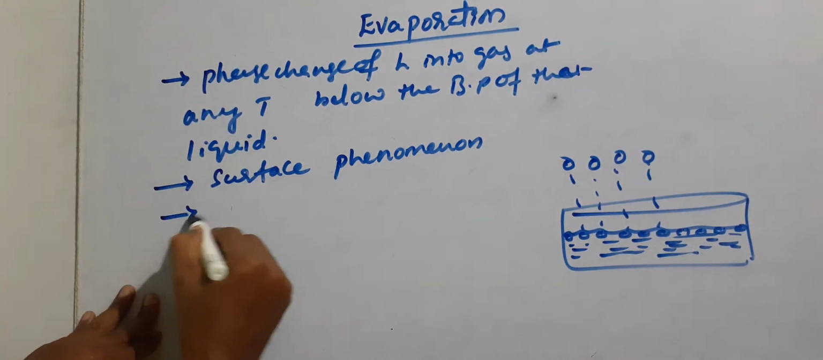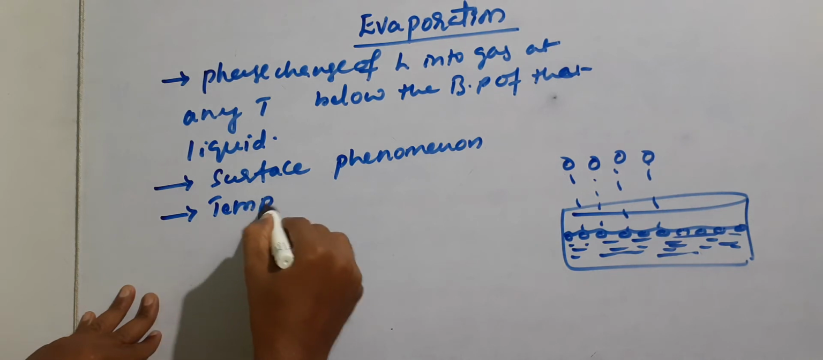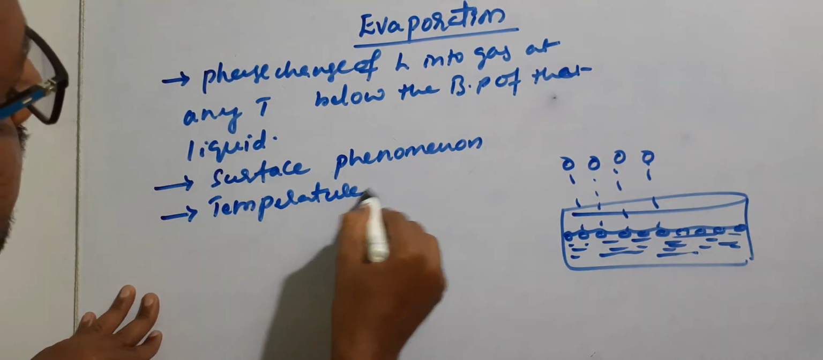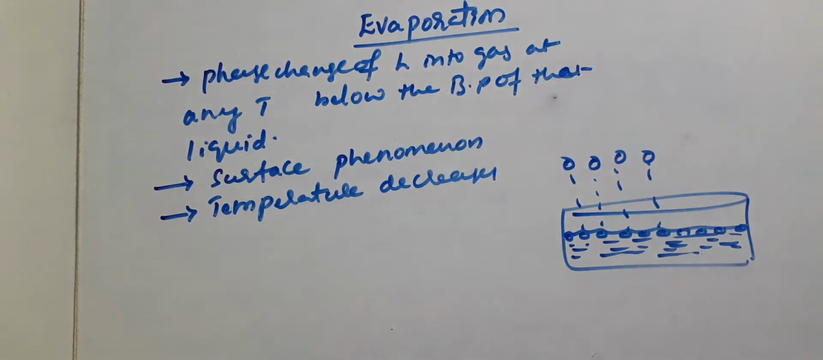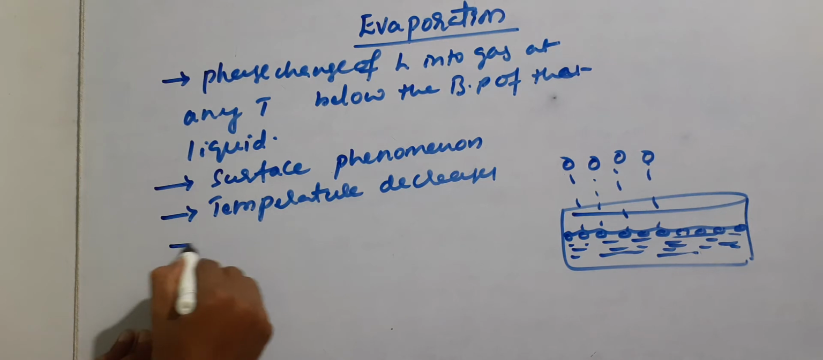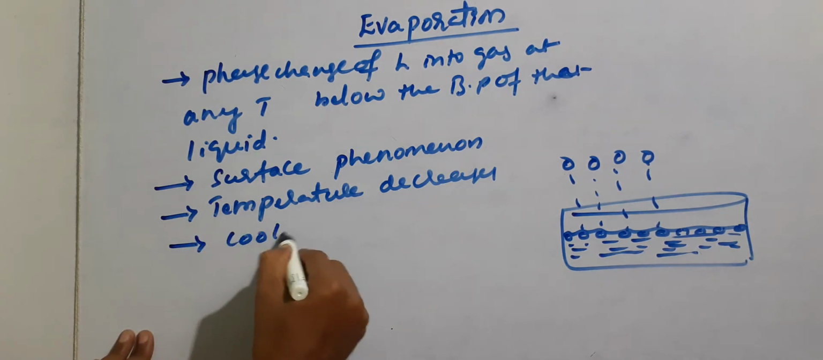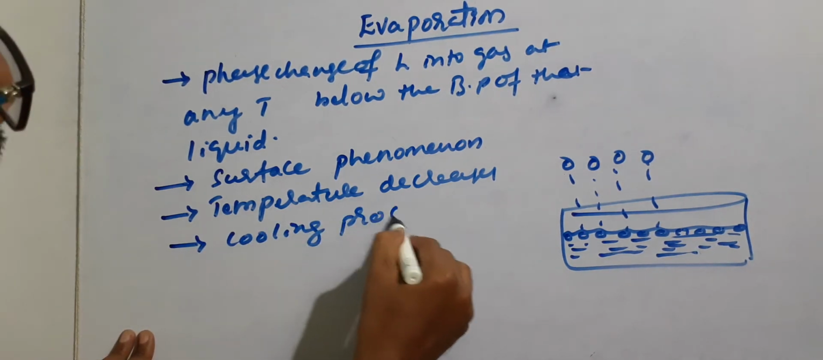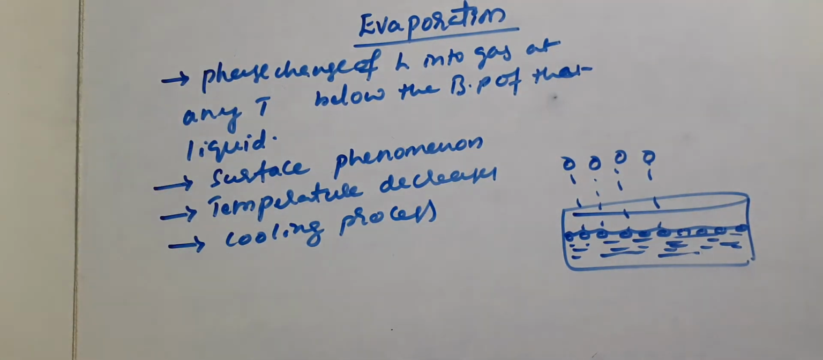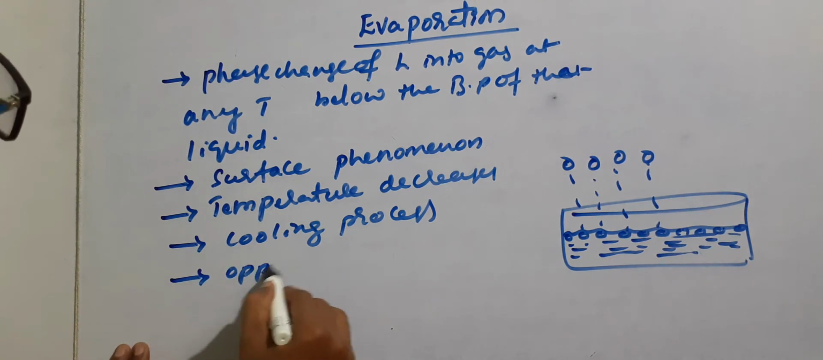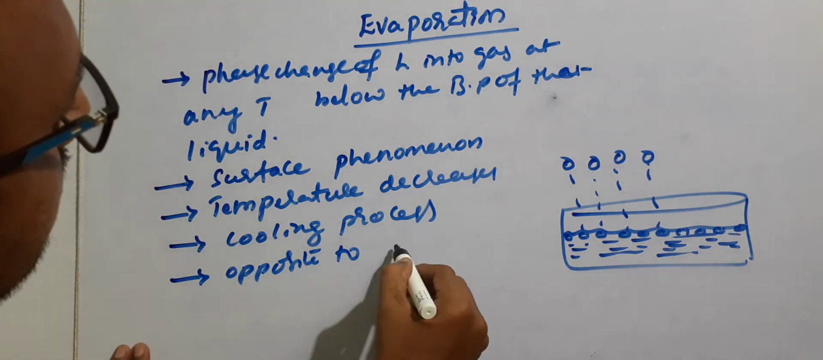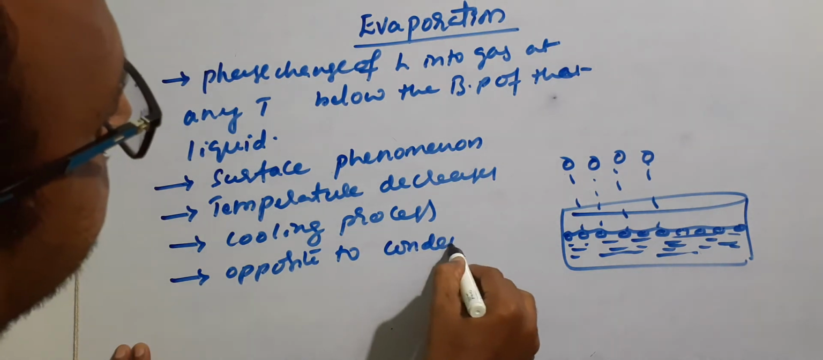During the evaporation, temperature decreases. Suppose in this container evaporation is carried out, then the temperature in this system decreases. That is why evaporation is a cooling process. Evaporation is opposite to the process called condensation.